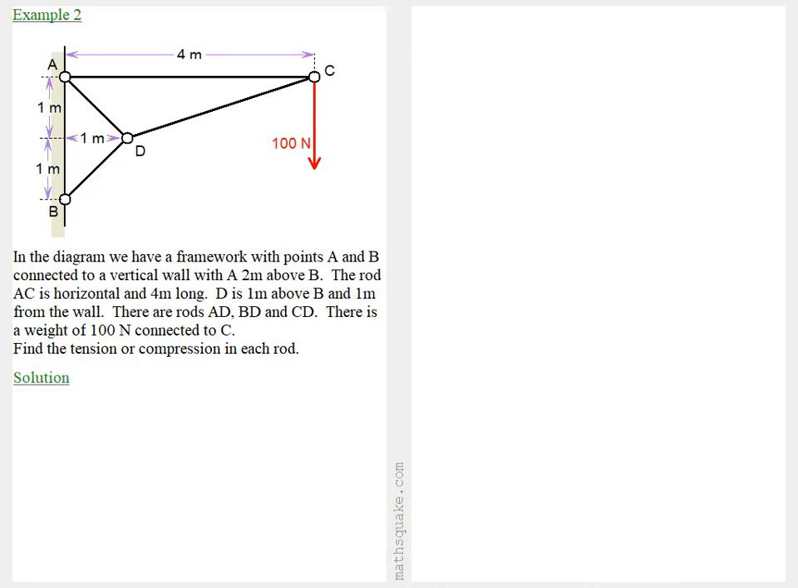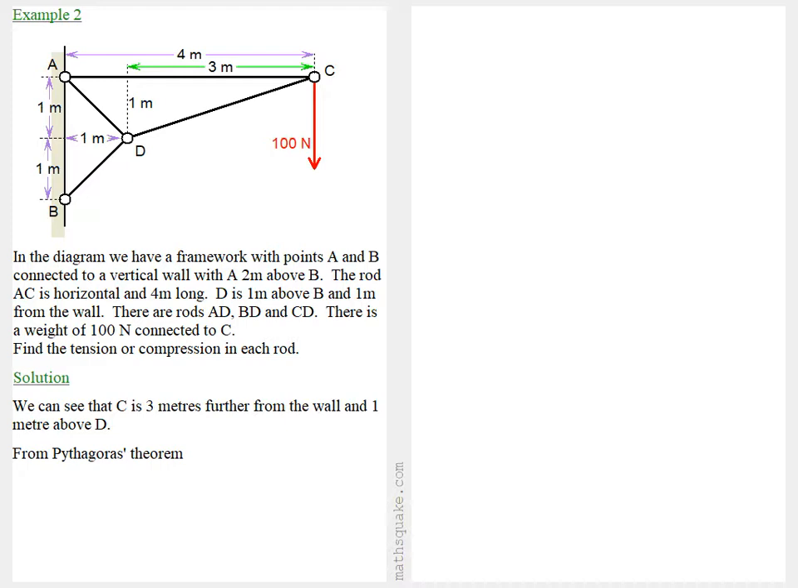Well, to solve this, we notice that C is 1 meter vertically above D and 3 meters horizontally away from D. So we see C is 3 meters further from the wall and 1 meter above D. Then, from Pythagoras' theorem, we have DC is equal to the square root of 1 squared plus 3 squared, which is equal to root 10. So we have, if we mark the angle ACD as theta, sine theta is 1 over root 10, and cos theta is 3 over root 10.